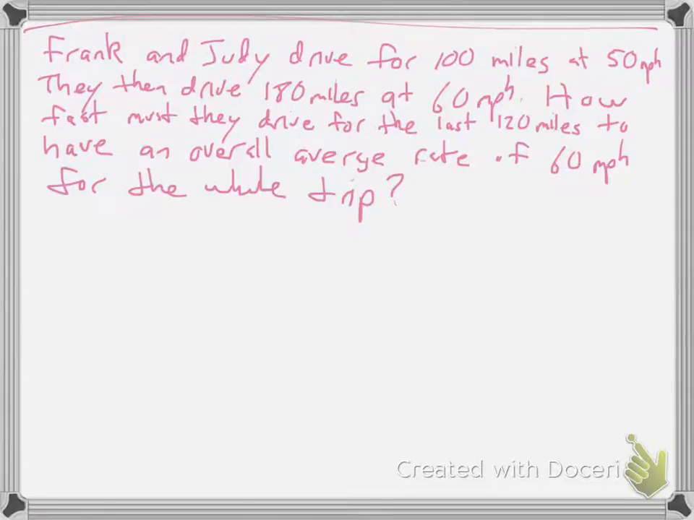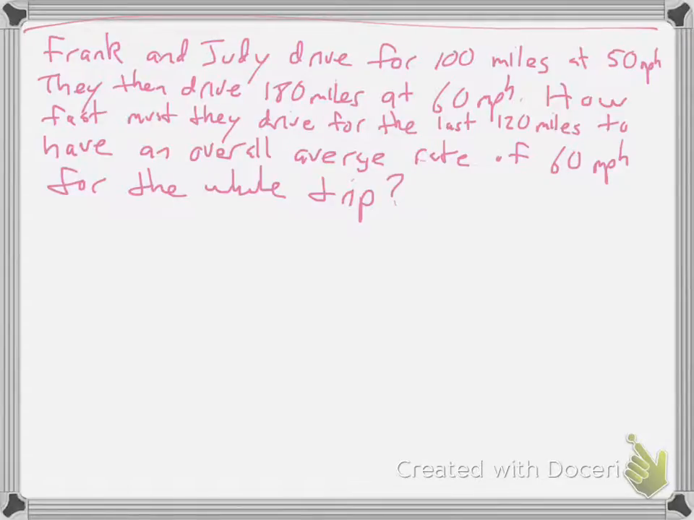We're going to try something different this time. It's the same initial startup that Frank and Judy are going for their drive again. 100 miles at 50 miles per hour. Then they drive 180 miles at 60 miles per hour. Now it's saying, how fast must they drive if they drive a third leg? The last leg is 120 miles long to have an overall average rate of 60 for the whole trip.